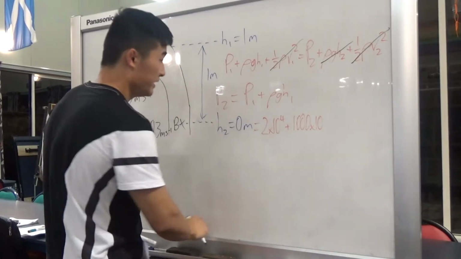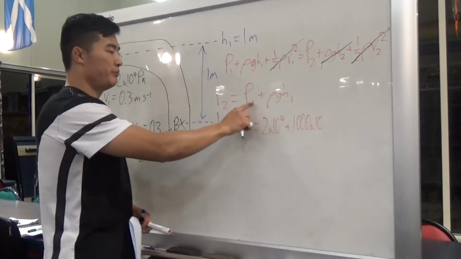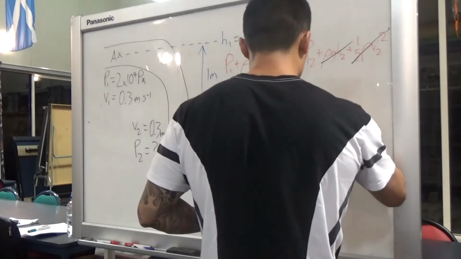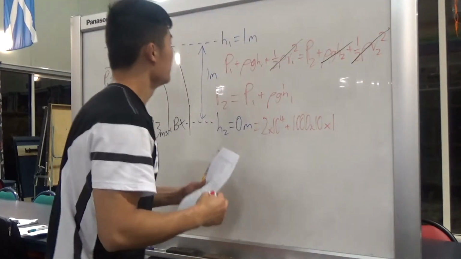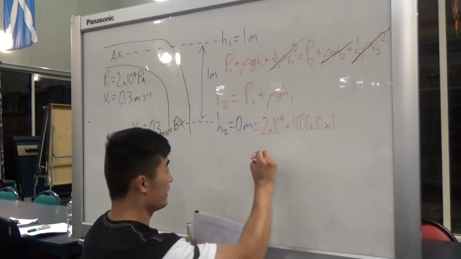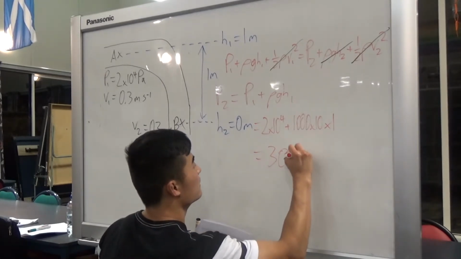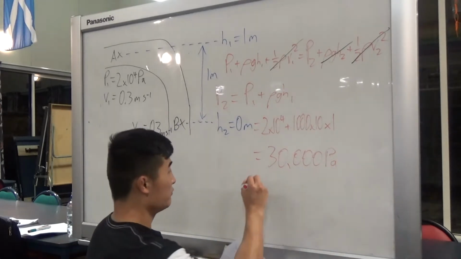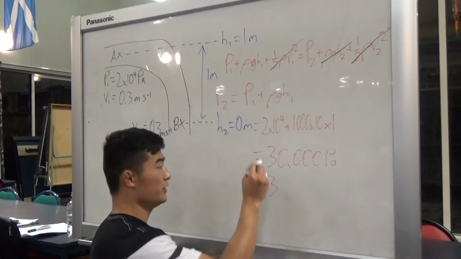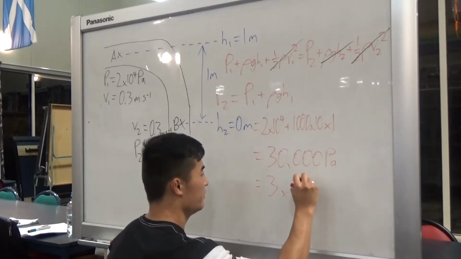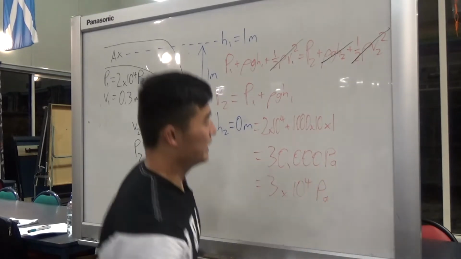So this is just going to be P1 plus rho GH1, which is 1 meter. You don't have to have that 1 if you don't want to. And that's going to give you 30,000 pascals, which is, so there's 1, 2, 3, 4 zeros. So 3 times 10 to the 4 pascals.